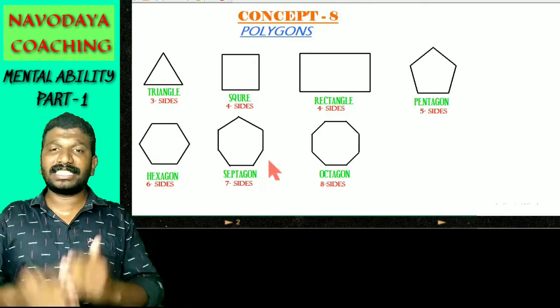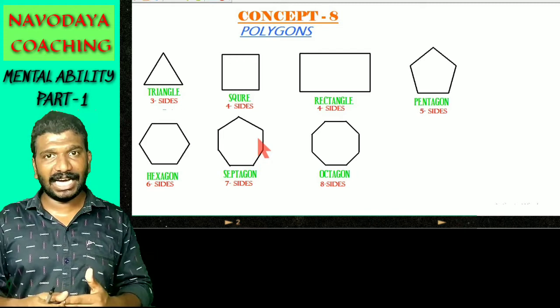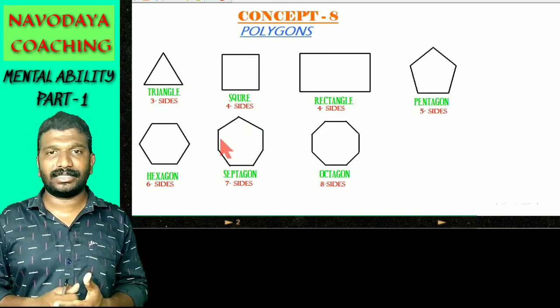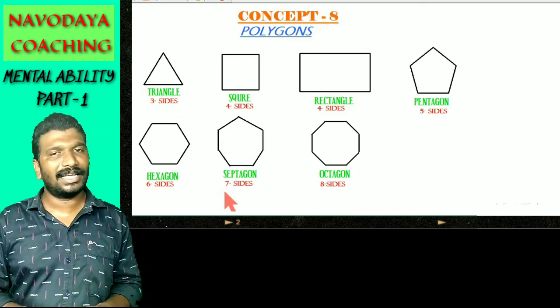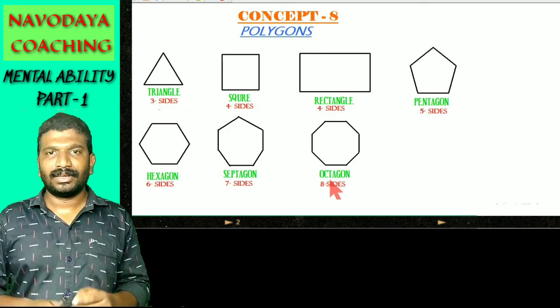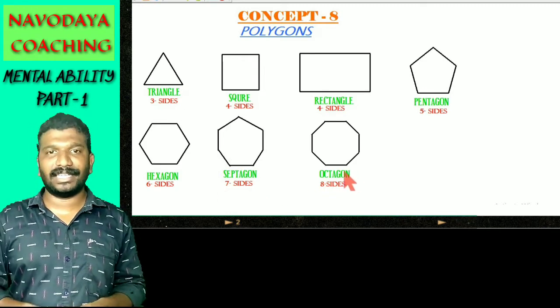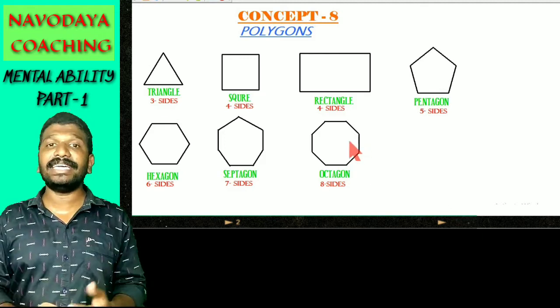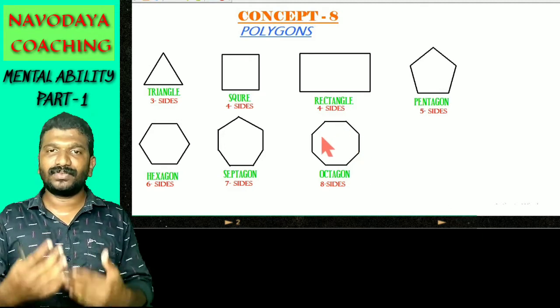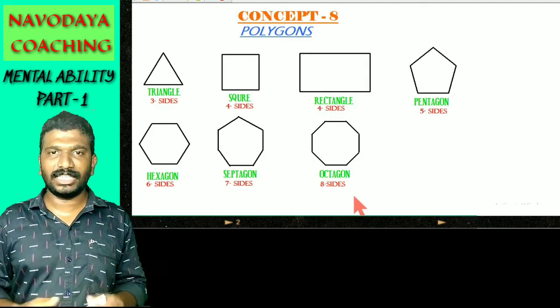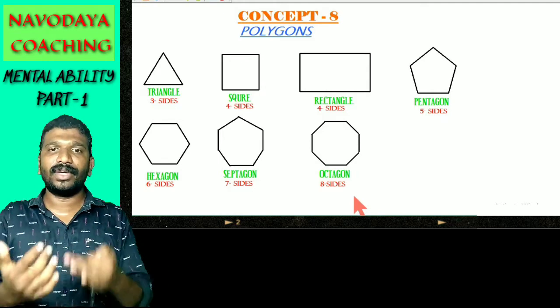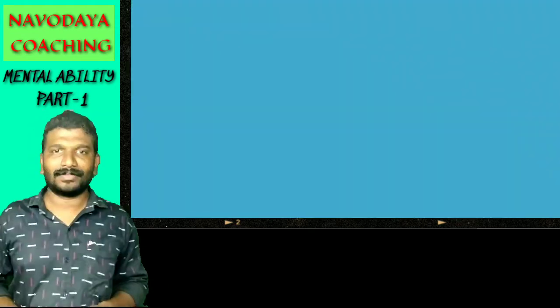Next one, septagon. Septagon has 7 sides formed with 7 lines. Next one is octagon. Octagon has 8 sides and it is formed with 8 lines. These are the important polygons we have to learn in Navodaya.